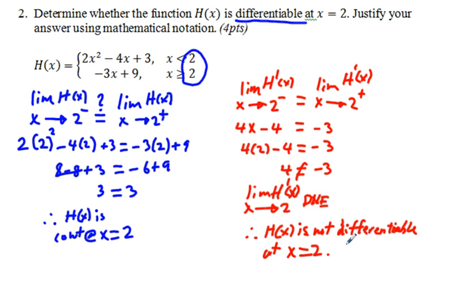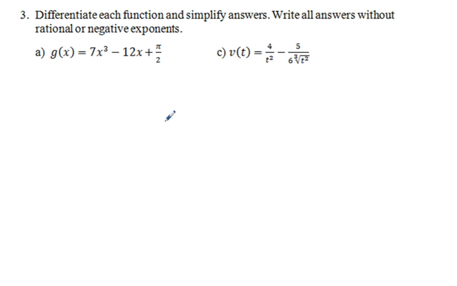differentiable. Now, where she could have gotten in trouble is that if these two had equaled each other, she still could have been wrong if she had not checked the left side. So I just like the progression of going for continuity first, then differentiability. But Elizabeth, that was her strategy, and she sure enough proved that the function was not differentiable at x equals 2. Okay, problem 3.